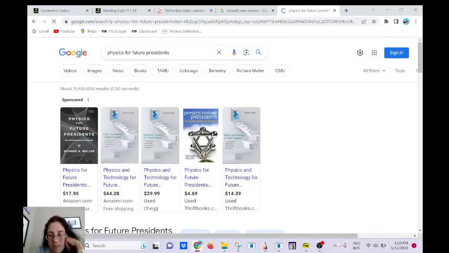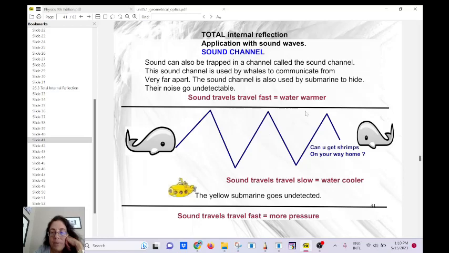So that's a very interesting book. So in the ocean, not only light can be reflected, right? Not only light can be trapped inside the channel, but sound also can be trapped because it's also a wave, so it has the same properties.